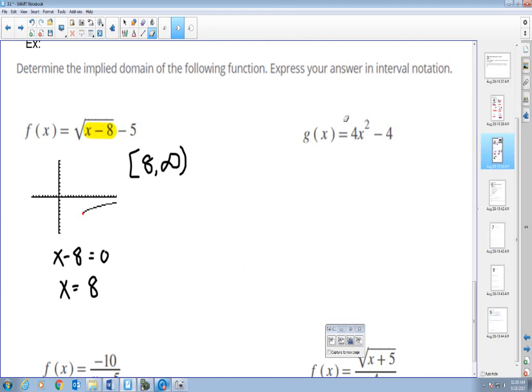Alright, this function to the right is a parabola because of the x squared. So I know my domain for my parabola, for my quadratic function, is automatically from negative infinity to infinity. So we don't have to graph this one.